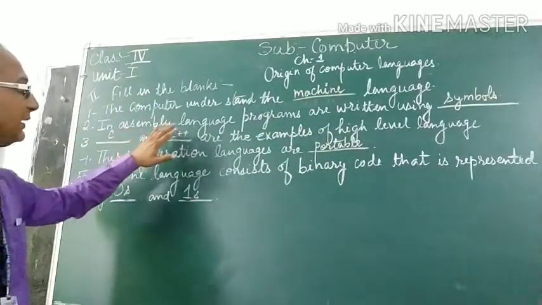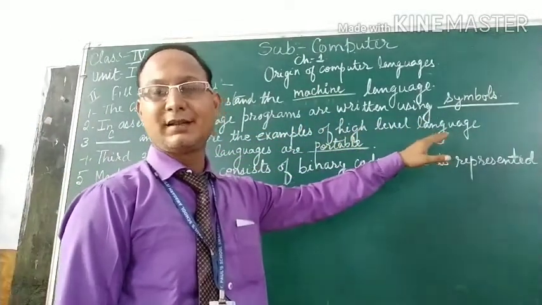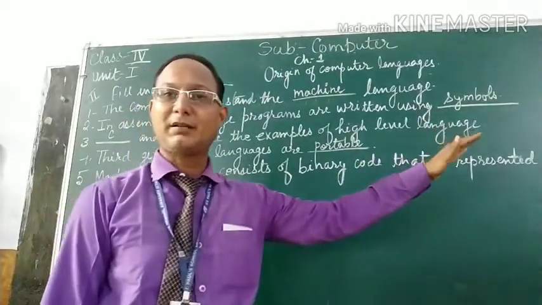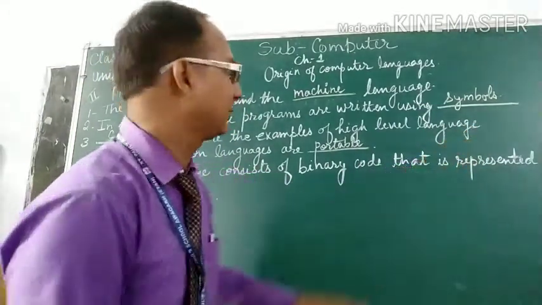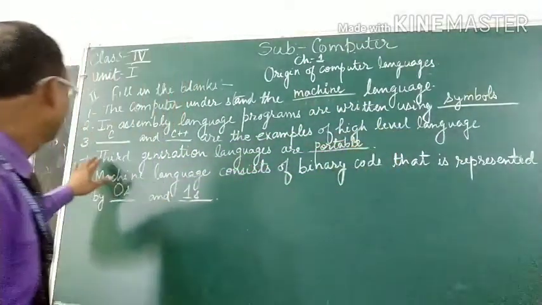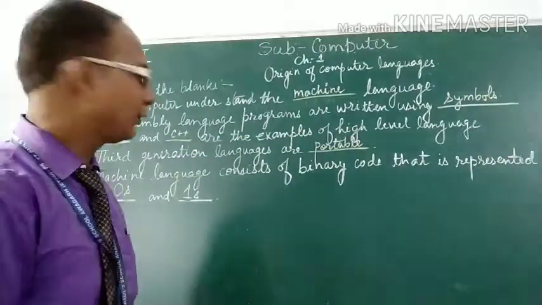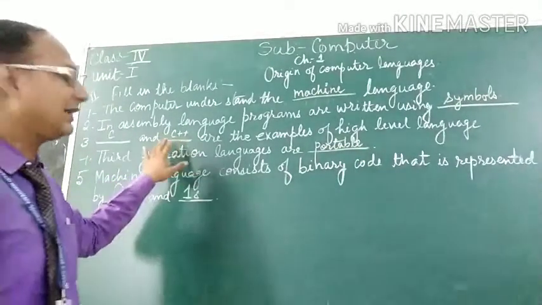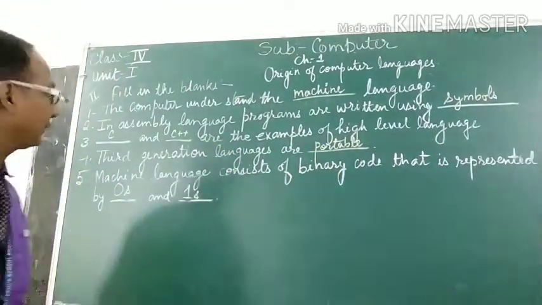Second, in assembly language, programs are written using symbols. We know that in assembly language, programs are written using symbols, and a set of symbols in assembly language programs are called mnemonics. So the answer will be symbols. Third, dash and dash are the examples of high level language. So what are the examples? C and C++. C and C++ are the examples of high level language.